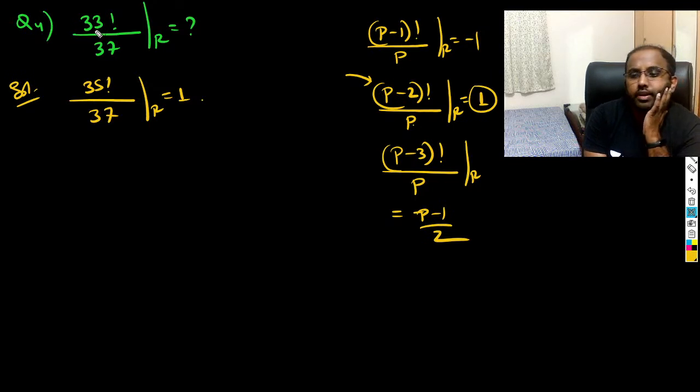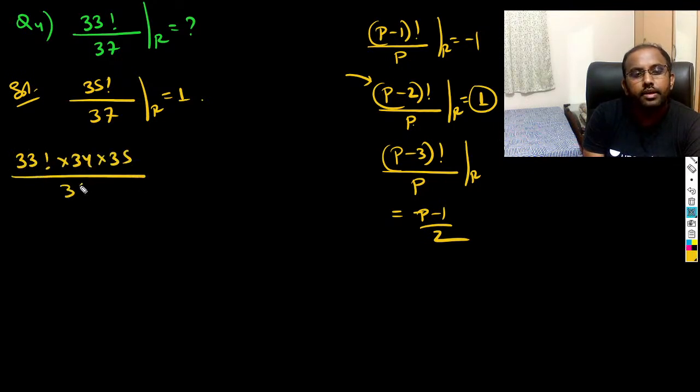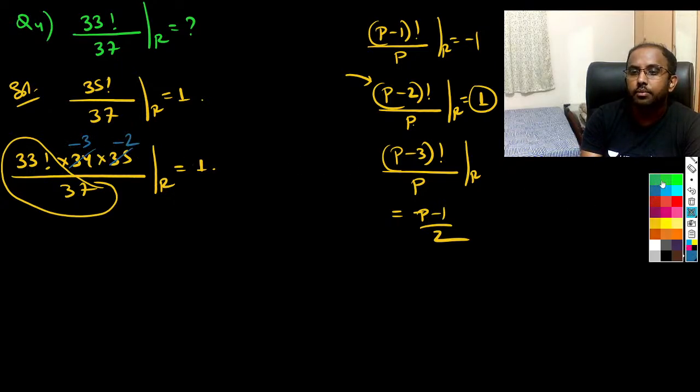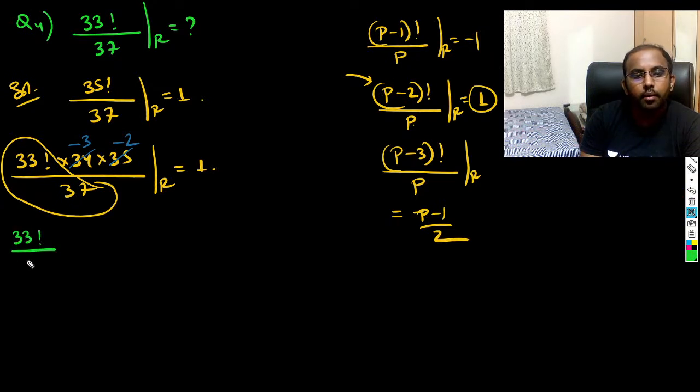Now I want to relate this to 33 factorial. What I can see here is 33 factorial into 34 into 35 by 37, and that remainder is actually 1. This part's remainder I want, so I don't want this part's remainder. So 34 by 37, what is the remainder here? That remainder is minus 3 and this is minus 2. Once we write this, it becomes like this: 33 factorial by 37, that remainder I want, into minus 3 into minus 2 is 6, and this is equal to 1.